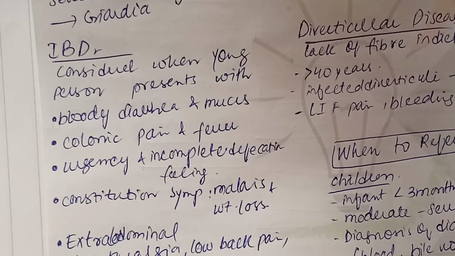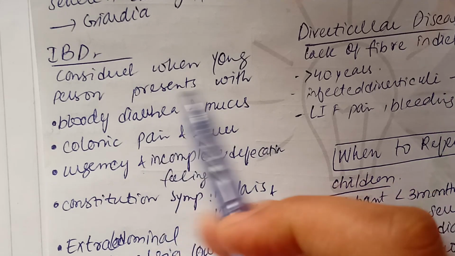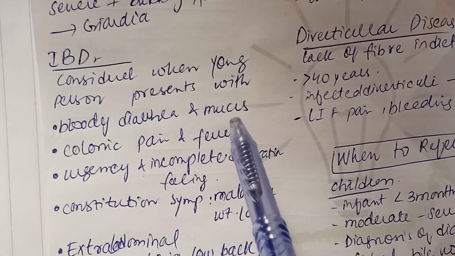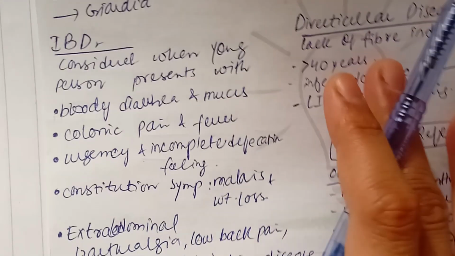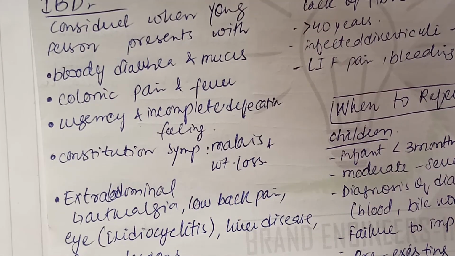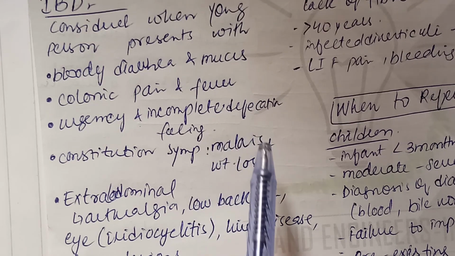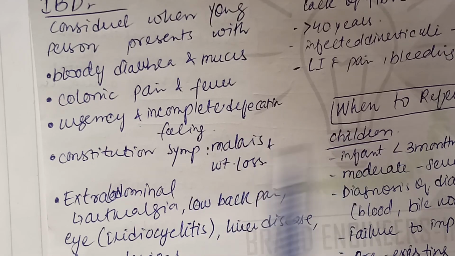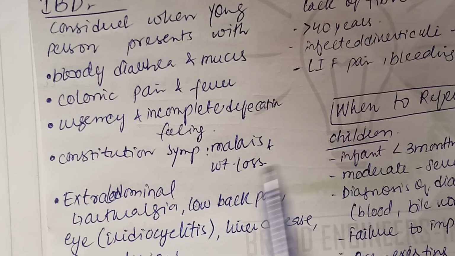Coming to inflammatory bowel disease, when are we going to suspect it in a patient? We will consider this disorder when the patient is young and presents with bloody diarrhea, and mucus is also there. There is colonic pain and fever, sometimes not a specific acute fever but a low grade fever. There would be urgency and a feeling of incomplete defecation. Constitutional symptoms can also be there, like malaise and weight loss.